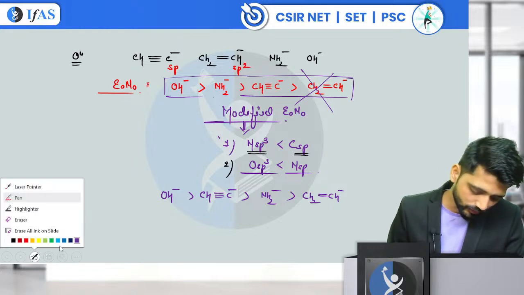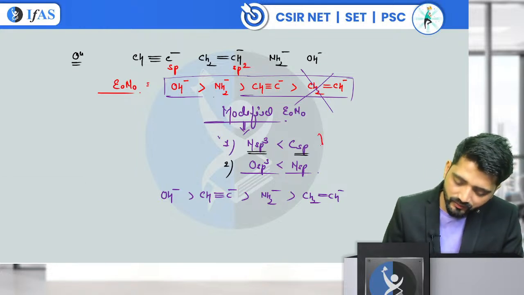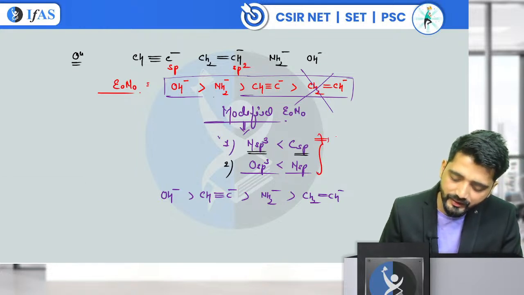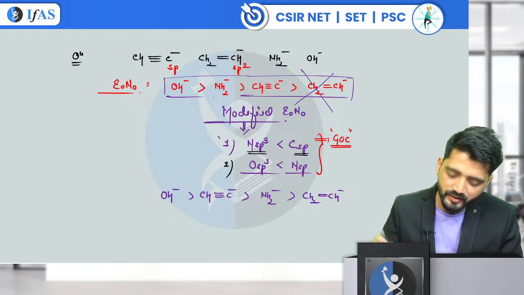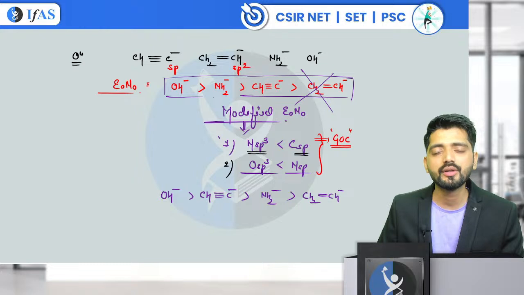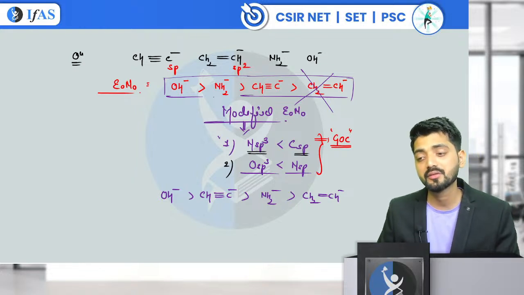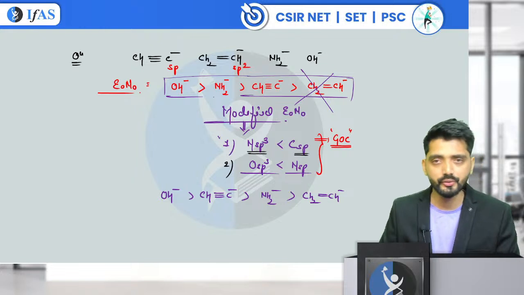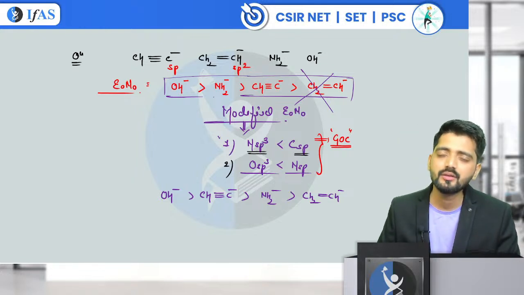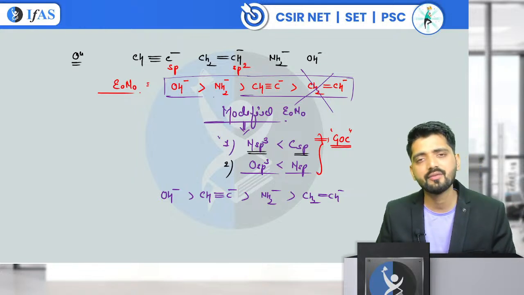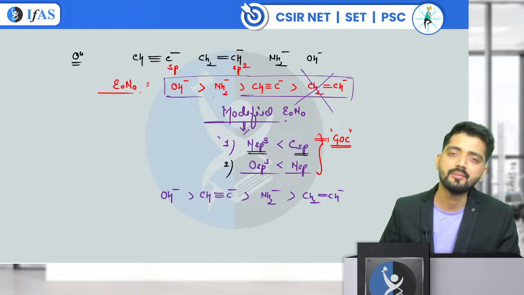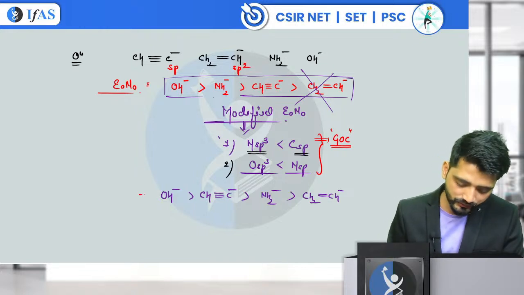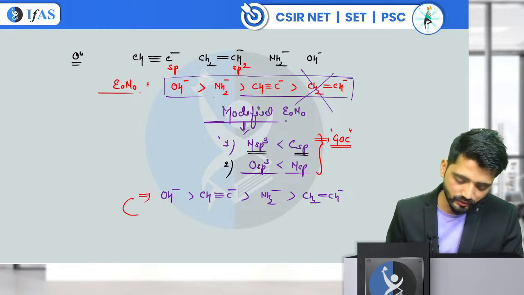I am not going into detail of this. If you want to have a look at the detail, then please refer to the general organic chemistry lectures where I have covered this modified electronegativity when we were discussing acidity, if you remember. If you are new to this channel, go and explore the general organic chemistry lectures where I have covered these things in a very detailed manner. So this is going to be the order for your electronegativity.